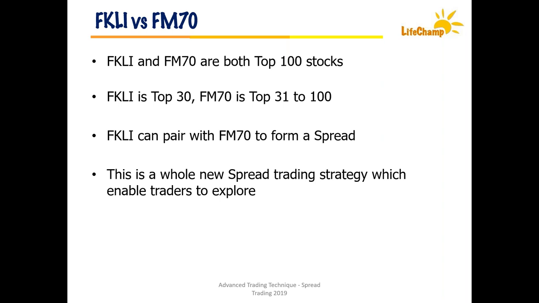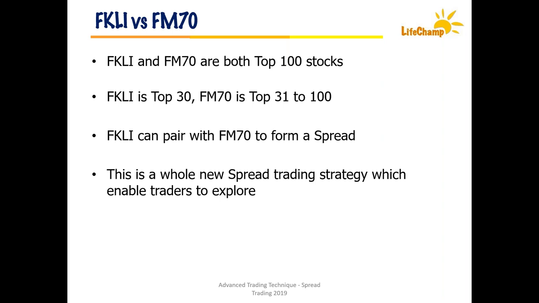Now, if you pair FKRI with FM70, it will form a spread, right? But when you pair, it means you buy one leg and sell the other. You can't long FKRI and long FM70. You must either long FKRI and then sell FM70, or do the opposite: short FKRI, then long FM70. That's called a spread. You must have an opposite direction, although they are different markets.